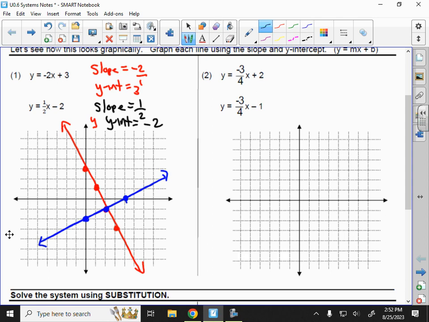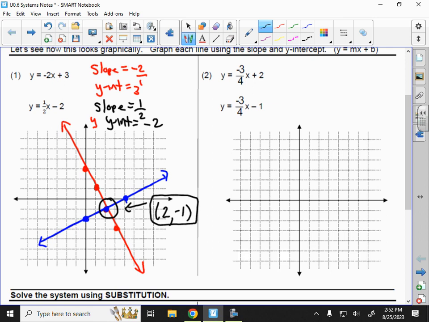We can find an intersection point, and so it looks like they intersect right here. So this point of intersection solves the system of equations. And so this ordered pair would be 2, so right 2, down 1. So that's the ordered pair 2, comma, negative 1. And that would be the solution.